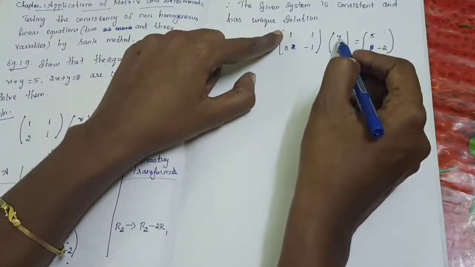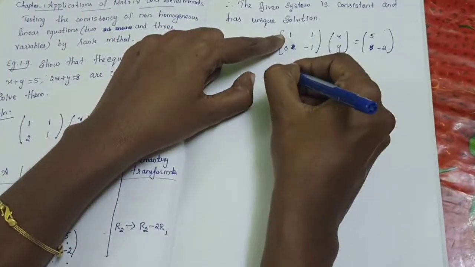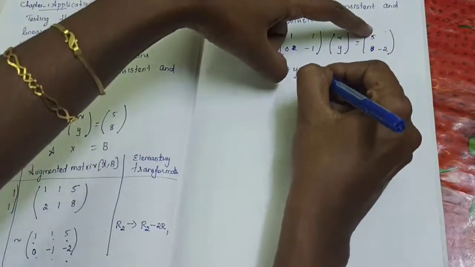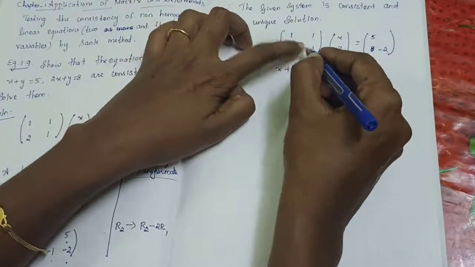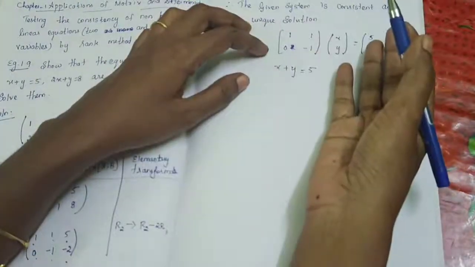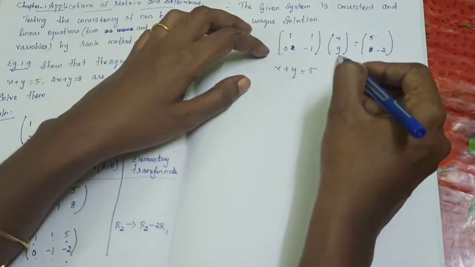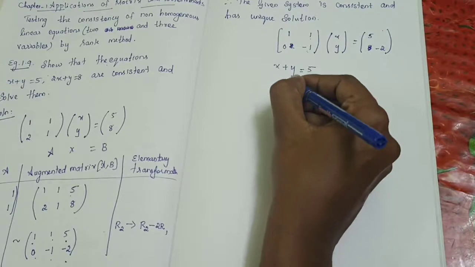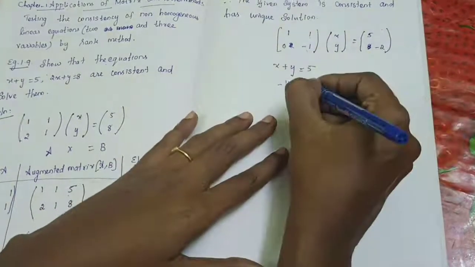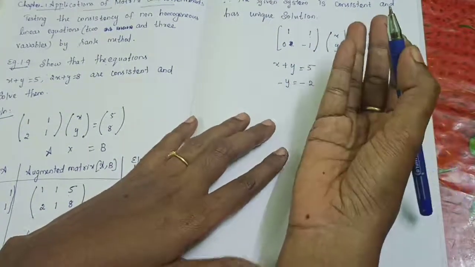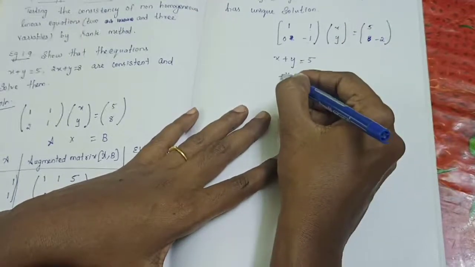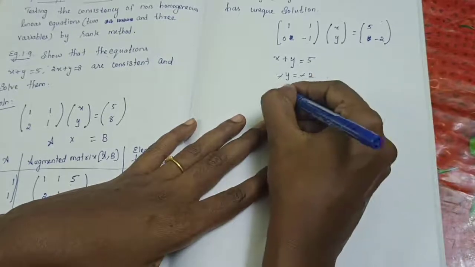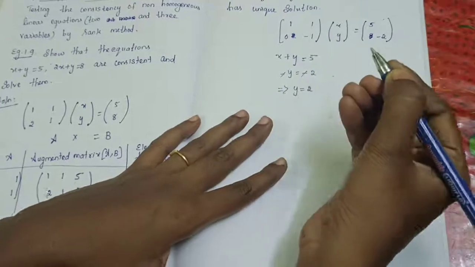So now how will you write this one? You have already learned this. 1 into x, so x plus 1 into y, plus y, is equal to the corresponding 5. Then the next one, here it is 0. So 0 into x is 0. Minus 1 into y, minus y. Is it right? So minus y is equal to the corresponding minus 2. So now directly we got the answer for y. Minus y equals minus 2, so minus and minus get cancelled. So y is equal to 2.